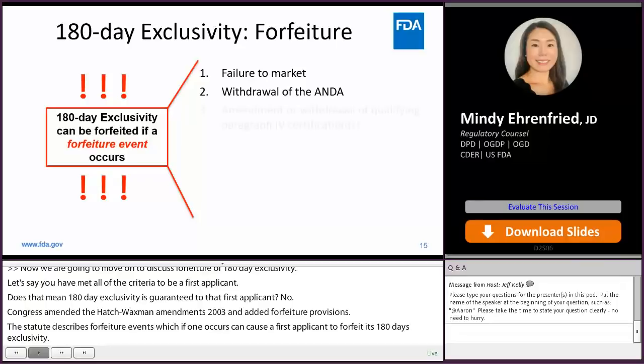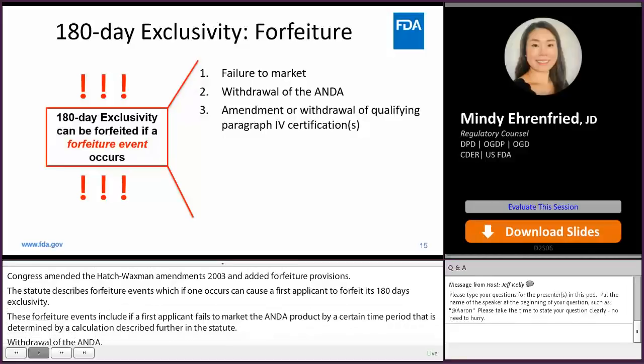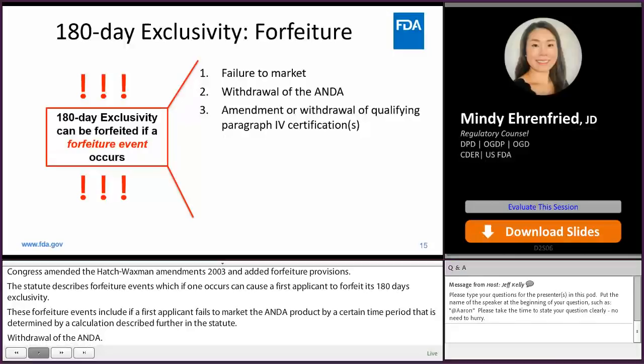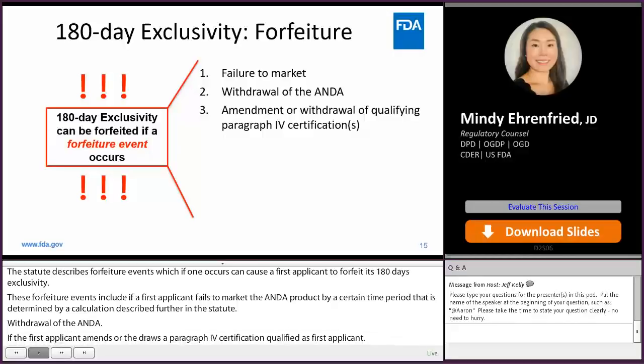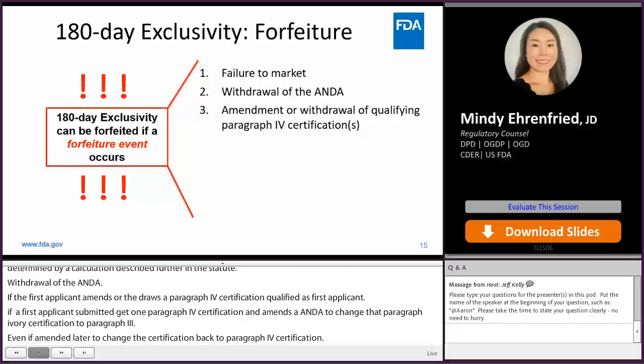Withdrawal of the ANDA. If a first applicant amends or withdraws the paragraph 4 certification that qualified it as a first applicant. For example, if a first applicant had submitted one paragraph 4 certification and amends its ANDA to change that paragraph 4 certification to a paragraph 3 certification, then that would be considered a forfeiture event, even if the applicant later amended its ANDA again to change the paragraph 3 certification back to a paragraph 4 certification. We do want to highlight here that this provision does not apply where a first applicant initially submits a paragraph 4 certification and then amends its ANDA with a paragraph 4 certification to the same patent. That is considered a recertification, not an amendment of the paragraph 4 certification that would trigger this forfeiture provision.